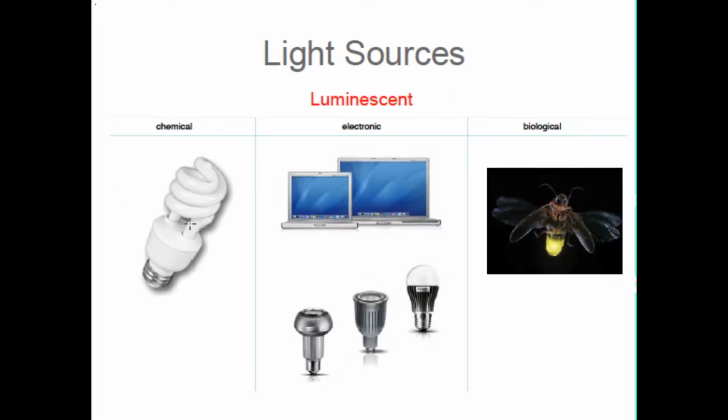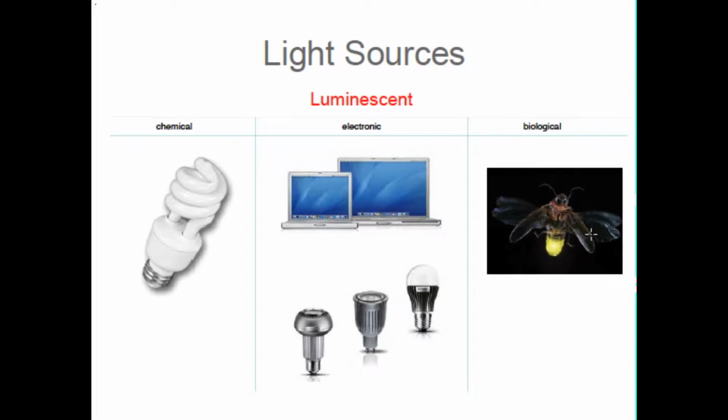Luminescent light sources are of three types. There's chemical, such as fluorescent light, compact fluorescent bulbs. There's electronic, which is LED, computer displays, and then there's biological: plankton, fireflies, anything that will actually generate some sort of glow or some sort of light because of a biological characteristic. Those are luminescent light sources.